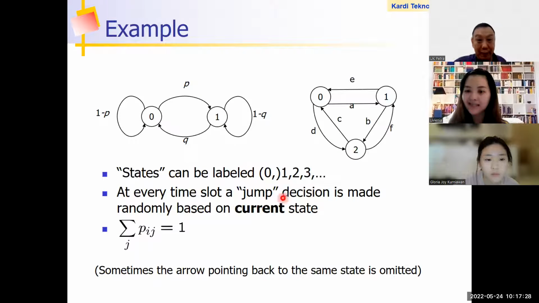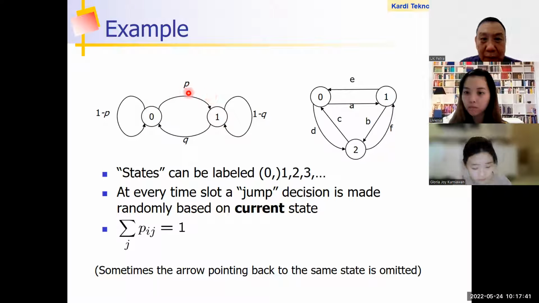Okay, so this is an example. How many states do you have here? You have 2 states, state 0 and state 1. And the name of the state is up to you. So here from 0 to 1, the probability is P, right? But remember the total out is 1, so this one must be 1 minus P. The same thing here in state 1: if this is Q, that means this is 1 minus Q. Clear?